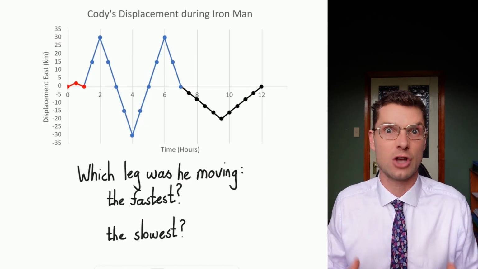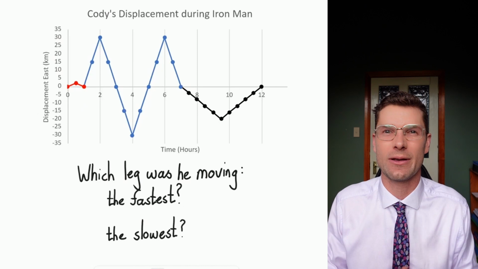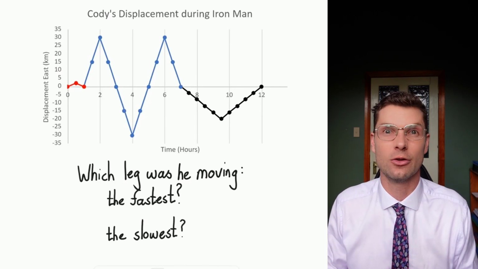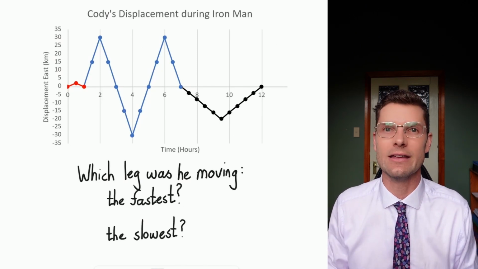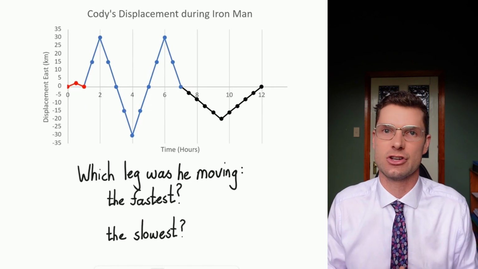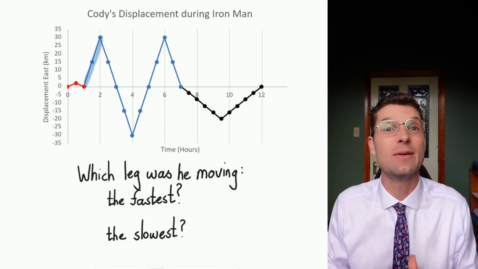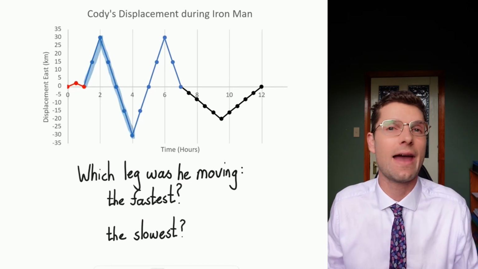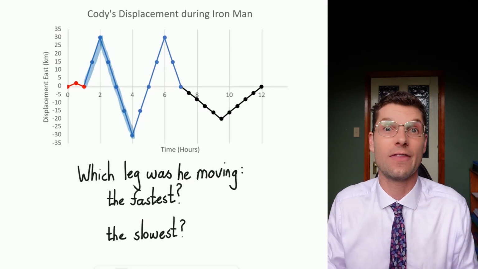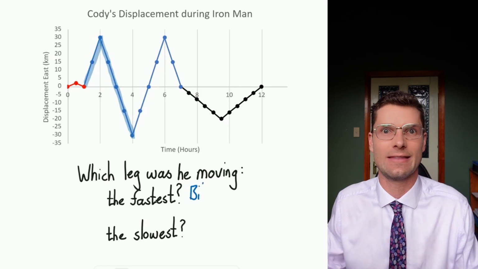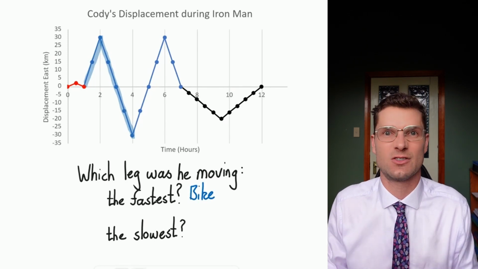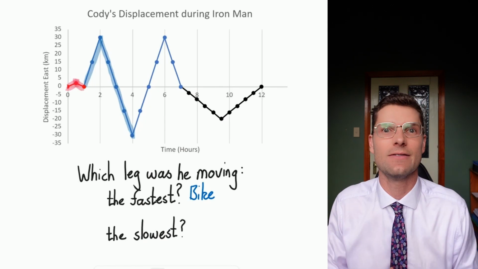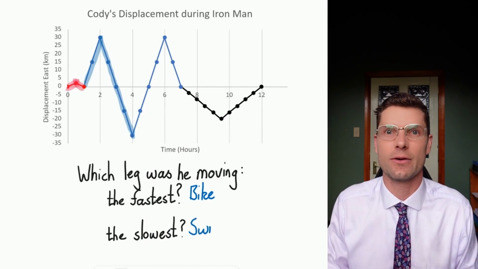When we're looking for total velocity or how fast you're going at any one time, all we're really looking for is the steepness of the gradient. The steeper the line, the faster you're moving. So for the bike, because that's incredibly steep compared to everything else, we can immediately, without having to do any maths, work out that that's when this athlete was moving at their fastest. Because that swim leg is really flat, the gradient there is quite flat, that's when we're going the slowest.